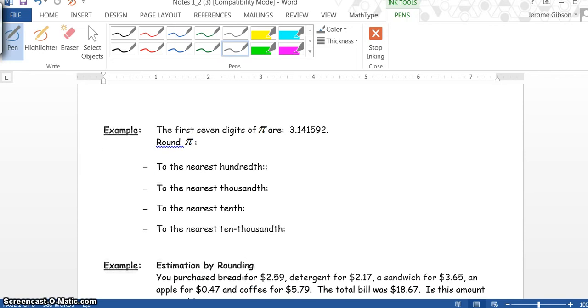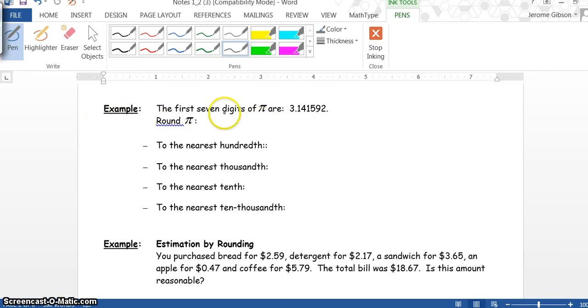Now let's scroll down to the next example. It says here, the first 7 digits of pi are 3.141592. And it says round pi to the nearest hundredths. So we go behind the decimal and we look for the hundredths place. So we have tenths, hundredths. So we know 4 is in the hundredths place. So we look to the right of this 4, and to the right of this 4 we have 1, which means this 4 stays the same. But instead of making all the digits behind the 4 zero, all of those drop off. So this will become 3.14.